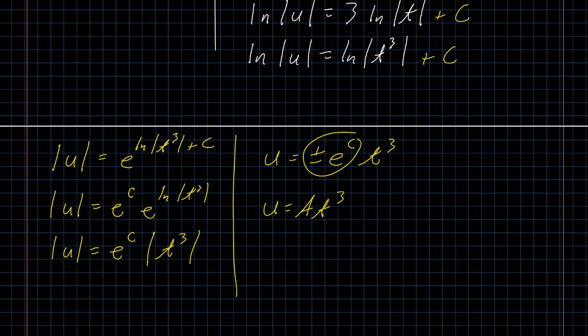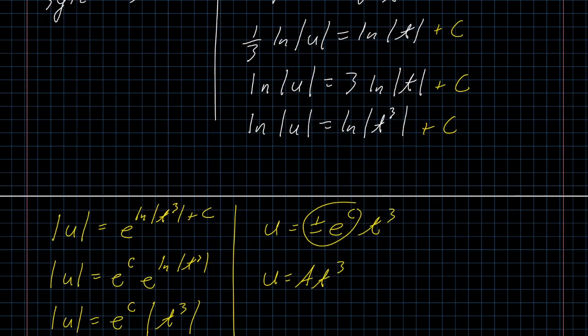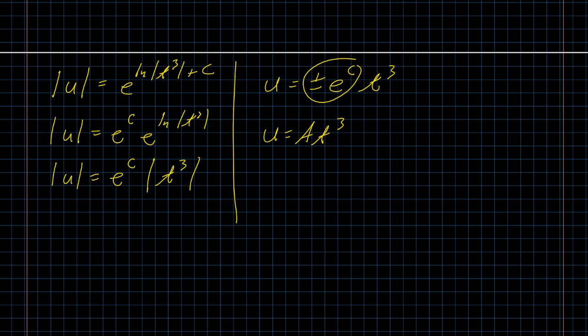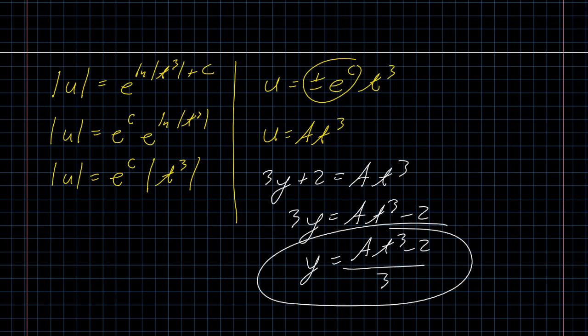At this point, finally, I'm going to go back and remind myself that u is equal to 3y plus 2, and solve for y. So definitely crunchier than the other examples, but still something that we can get through.